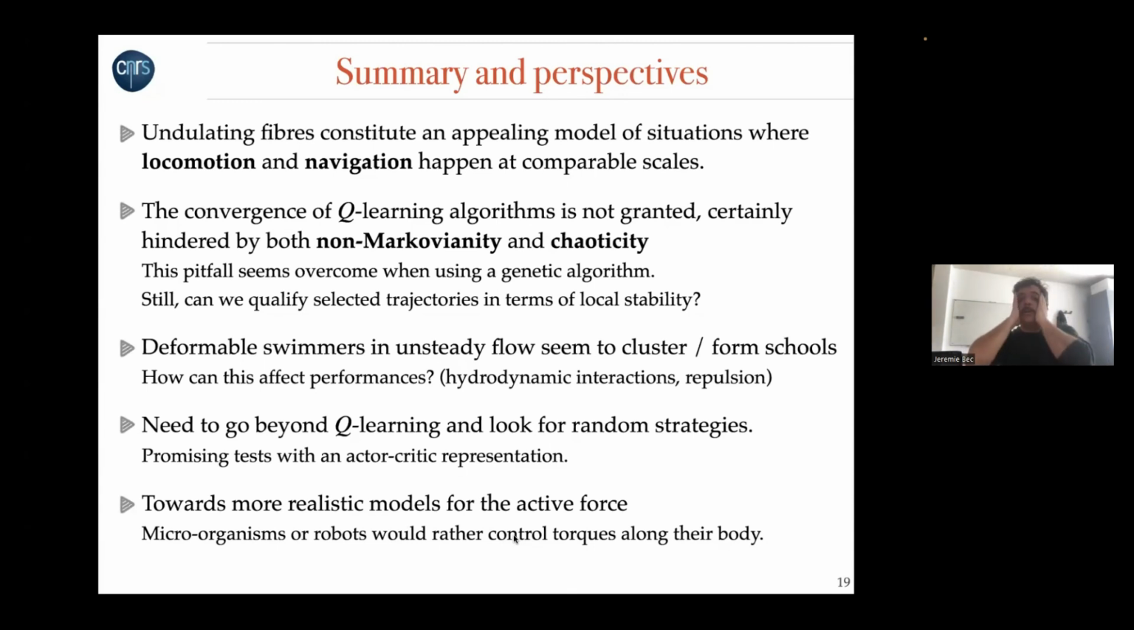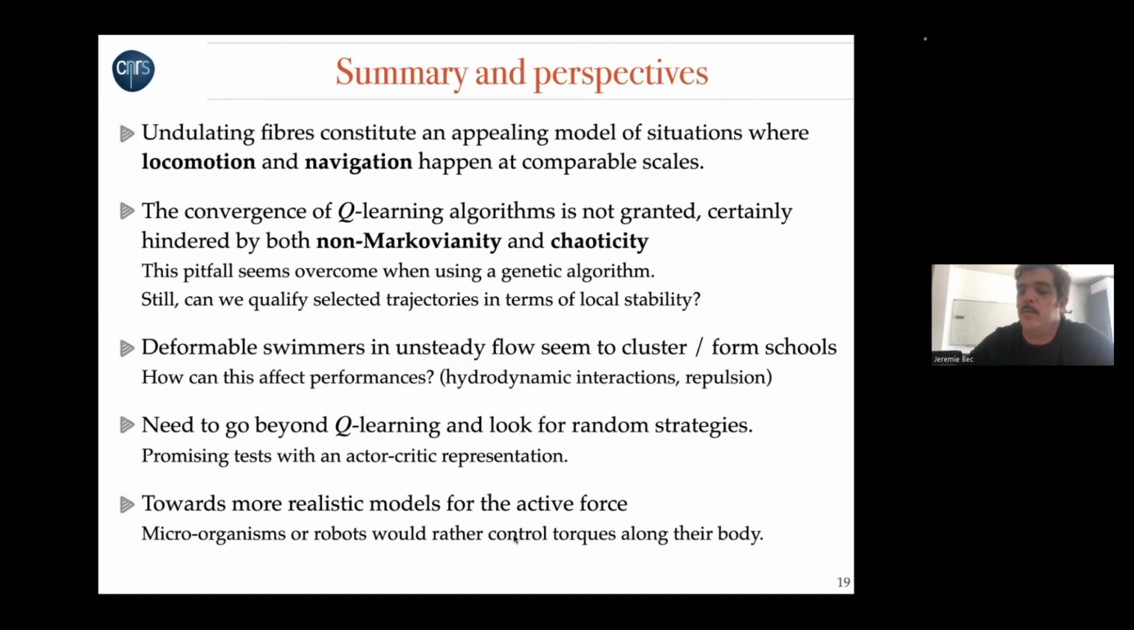So just to quickly summarize and give some perspective. Basically what I was trying to show you is that this proxy of undulating fibers seems to be pretty useful to look at situations where one is willing to look at locomotion and navigation at comparable scales. Then, the convergence of the Q-learning algorithm is far from being granted, and in particular there is some interplay between non-Markovianity and chaoticity, which explains this large spreading in the realization of learning. But it seems that we can overcome these things by using a genetic algorithm.